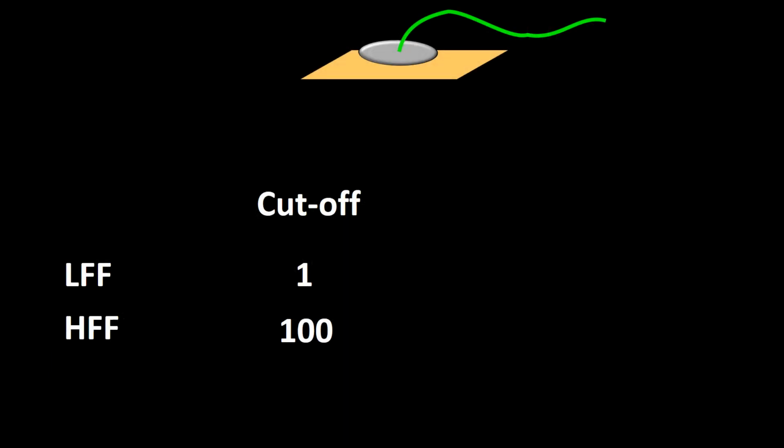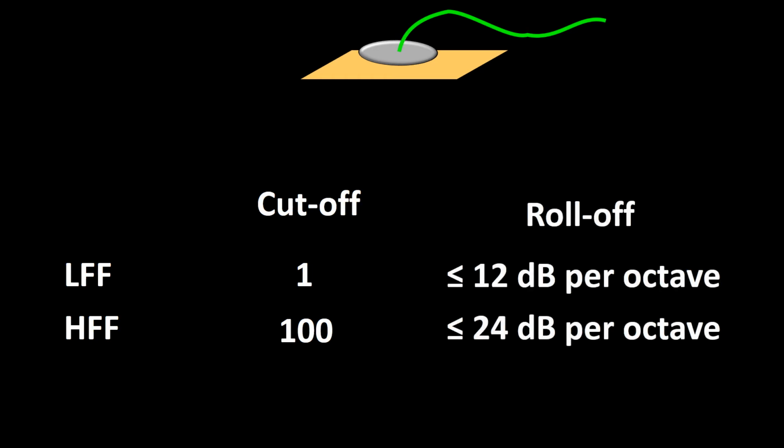The recommended filters are low frequency filter 1 Hz and high frequency filter 100 Hz. Low frequency filters should have a roll-off of 12 or less dB per octave. High frequency filters should have a roll-off of 24 or less dB per octave according to the International Society for Clinical Electrophysiology of Vision report, which was published in 2010.